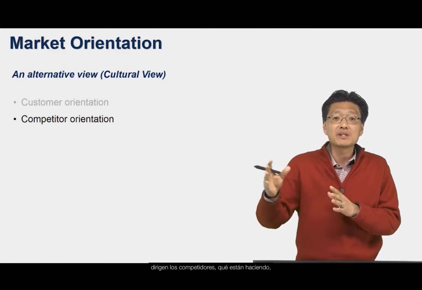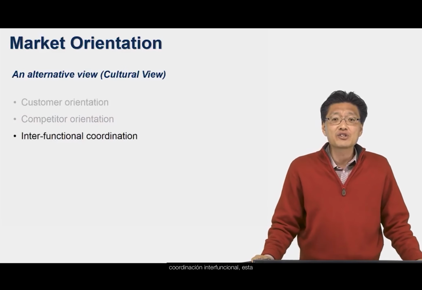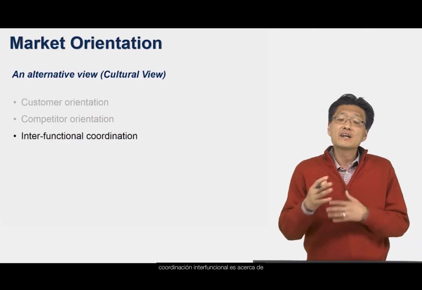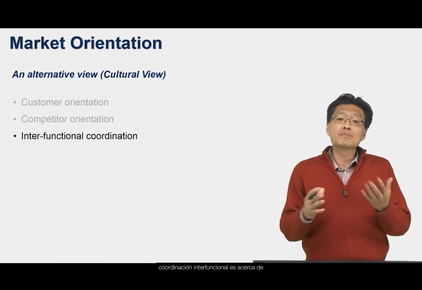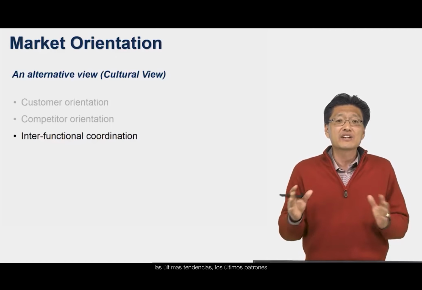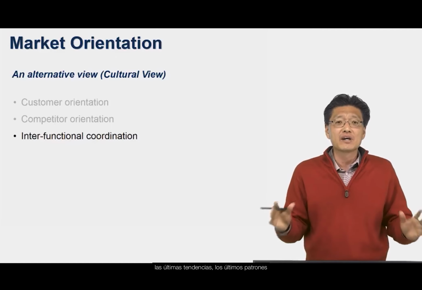The third element is interfunctional coordination. This interfunctional coordination is about how different functional areas within the organization are able to share and communicate and disseminate knowledge so that everyone is on top of the latest trends, the latest patterns of the market.